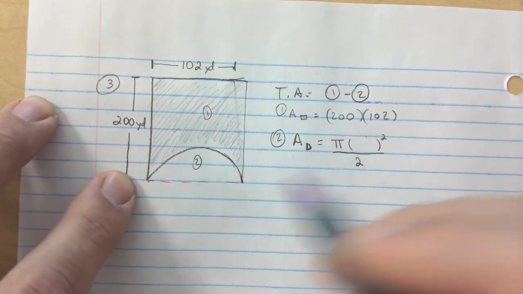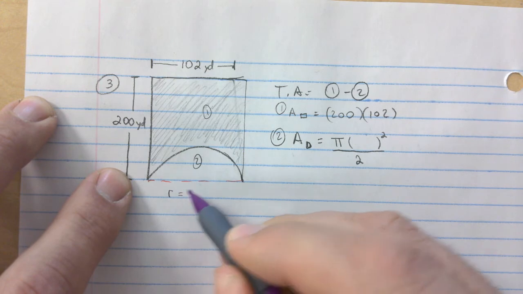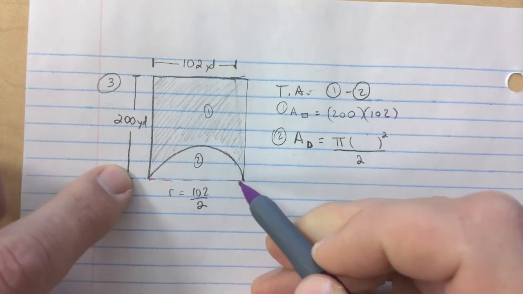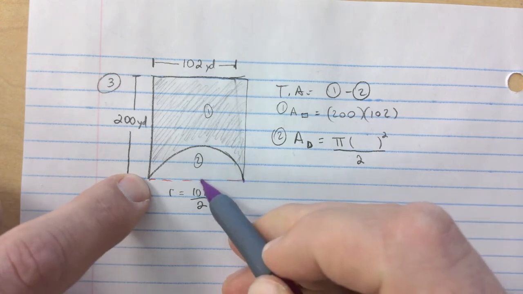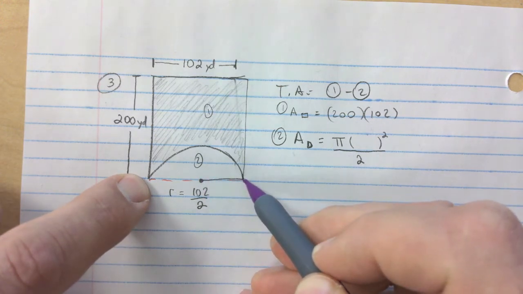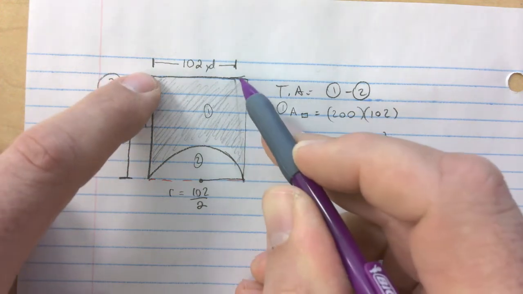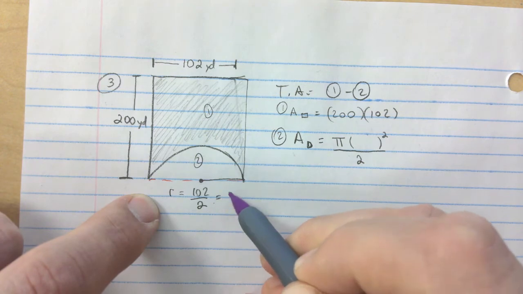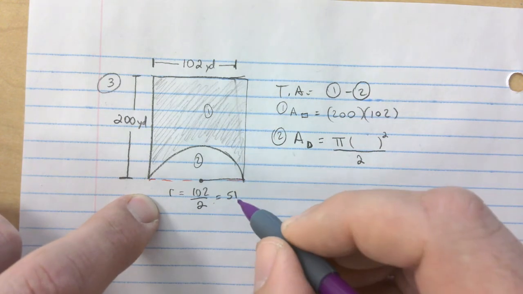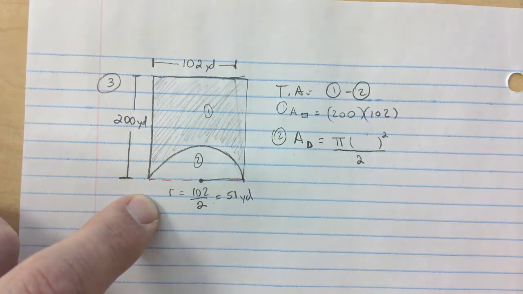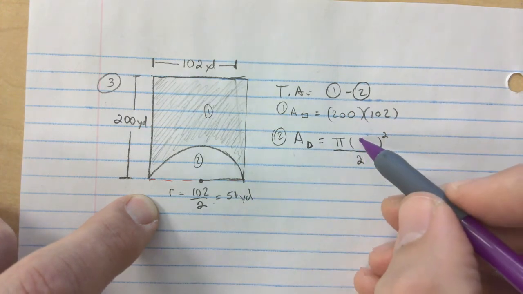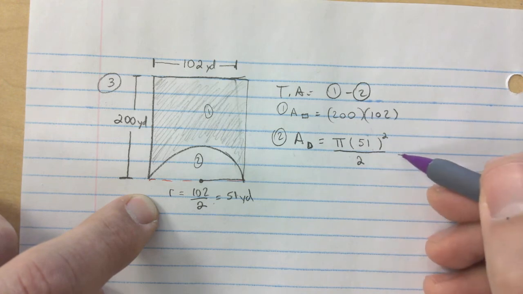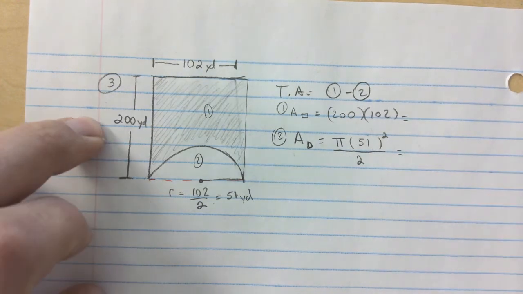So what's my radius? My radius is going to be half of 102, because 102 goes from end to end, and the radius is from the middle to one end. Right, so you got to look at the top and then say, oh, okay, that's the diameter. So half of that is going to be my radius. So that's 51 yards. Okay, so you plug this in here to get our radius, right? And then, so both of them are going to be larger numbers.